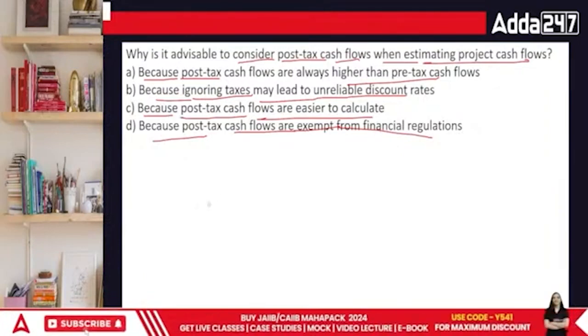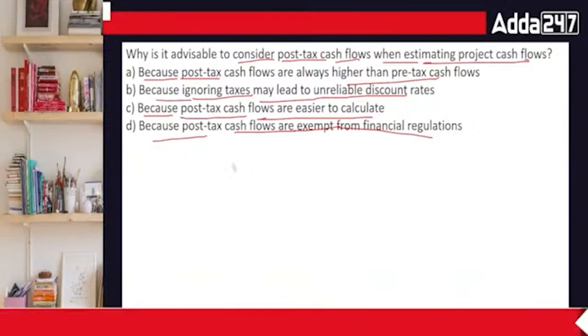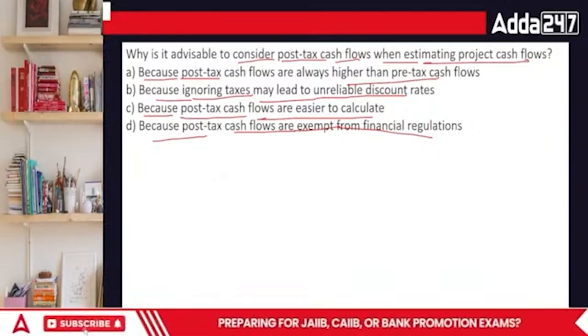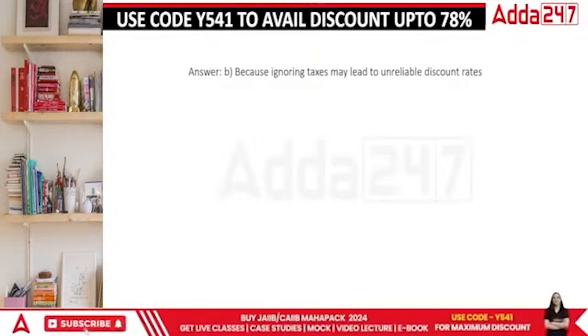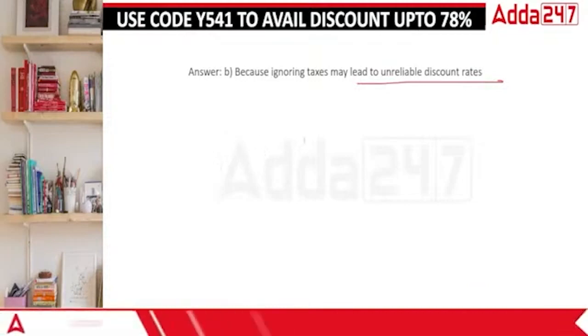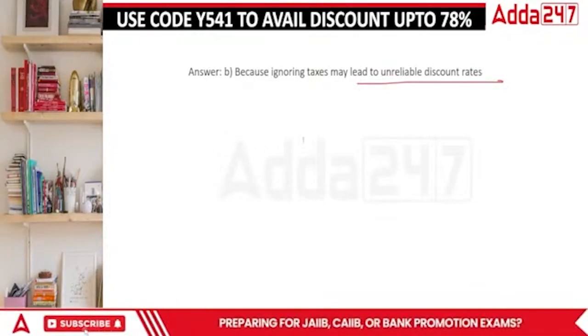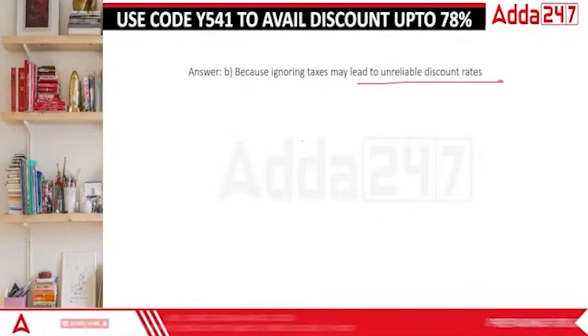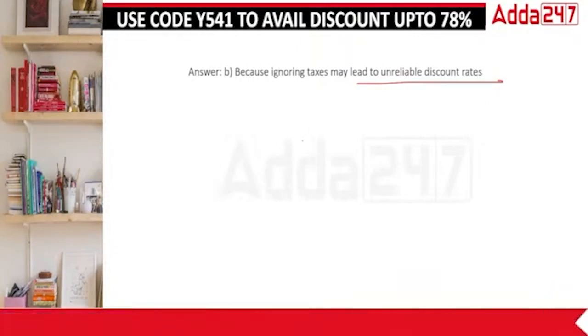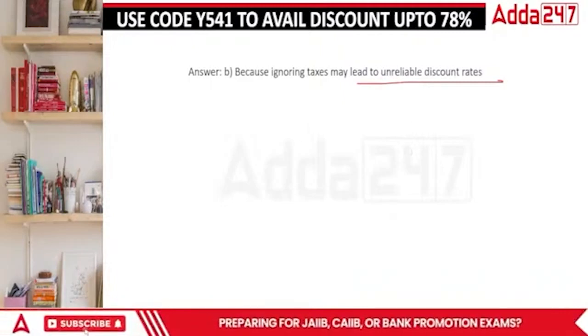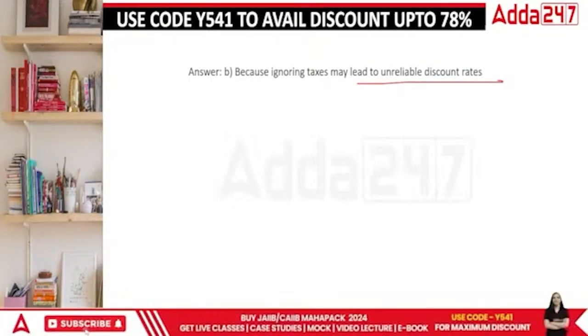So, what's going to be the answer? The answer is that ignoring tax will give us unreliable discount rates. So, discount rates will not be justified. In this case, it has to be considered properly, because one specific wrong decision is going to affect our inflows and even the solvency of the organization. What is solvency, everyone? Ability to repay. It can even affect the ability to repay the amounts as well.